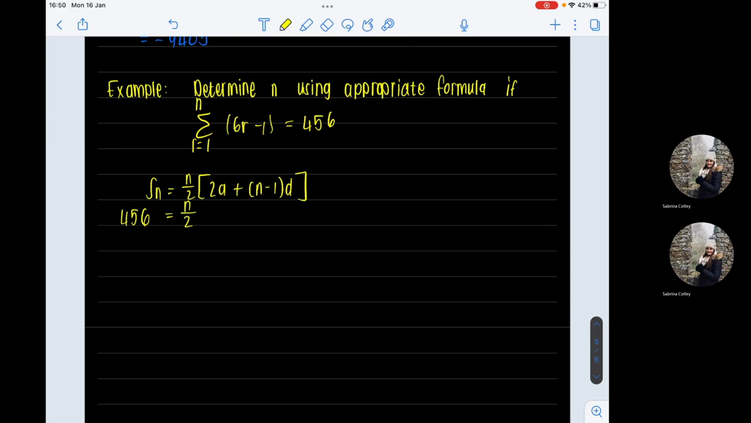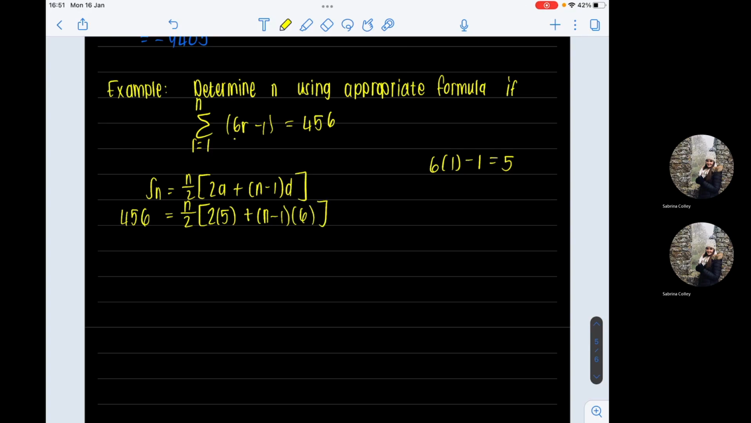n is what we're looking for. Okay, 2 times my first term. My first term would be if I started at 1, so r is equal to 1, and that would give me 5. So that's my first term. I'm looking for my n. Okay, and my difference, where would I find it? Over there. We know that it's in front of my variable, so it will be 6.